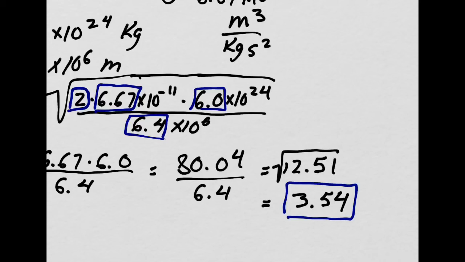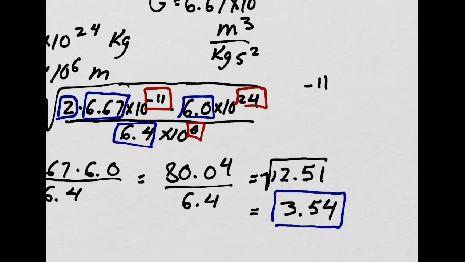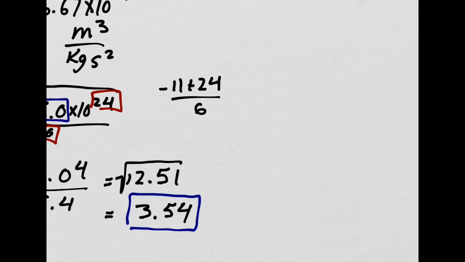The 2 has no exponent. We have negative 11, 24, and 6. So our exponents are negative 11 plus 24, over 6. Using the same math we did before, you add the exponents when they're multiplied, so 24 minus 11 is 13, and that's divided by 6. You subtract exponents when they're divided. So that is 7. So our exponent under the square root is 7.